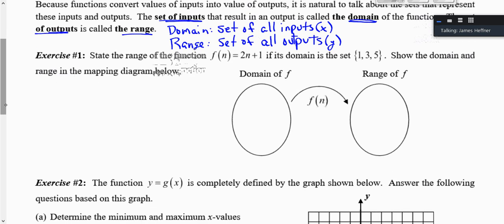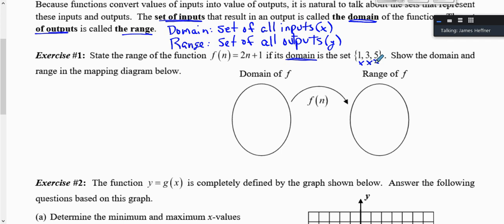So in exercise 1, they want us to state the range of the function f of n equals 2n plus 1, if its domain, the domain is what? What values? 1, 3, and 5. Well, yeah, but generally x or y. X. So this is a sample x, another sample x, another sample x, that we put in and get the y out of it, or f of n. In this case, it's a sample n. We're using n instead of x, but it works the same.